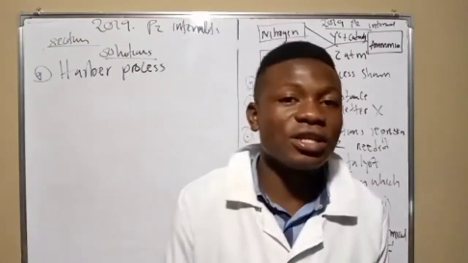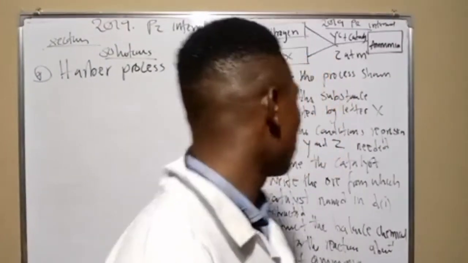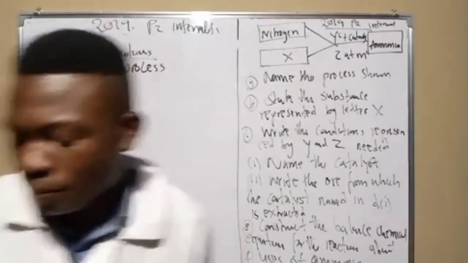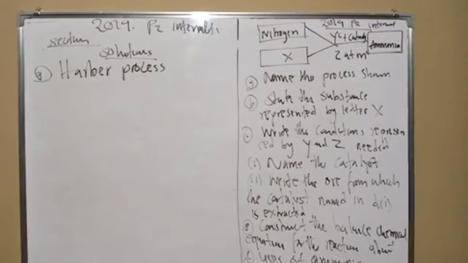We are done teaching the Haber process. So now we want to answer the questions on the Haber process. Why have you said it is the Haber process? The materials use nitrogen for ammonia.